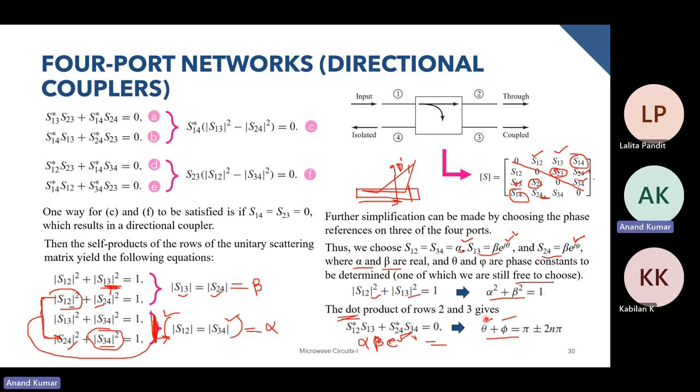So maybe I'll pause over here, and if you have any questions. Once you evaluate this, you'll get this relationship between the angle or phase, and this is pretty straightforward. Alpha squared plus beta squared equal to 1. So all we are trying to do is reduce the unknowns, and assign some magnitude and phases to it for this directional coupler. Any questions from here? Let's proceed. Just give me a second. Okay, so if there are no questions, then we'll proceed.